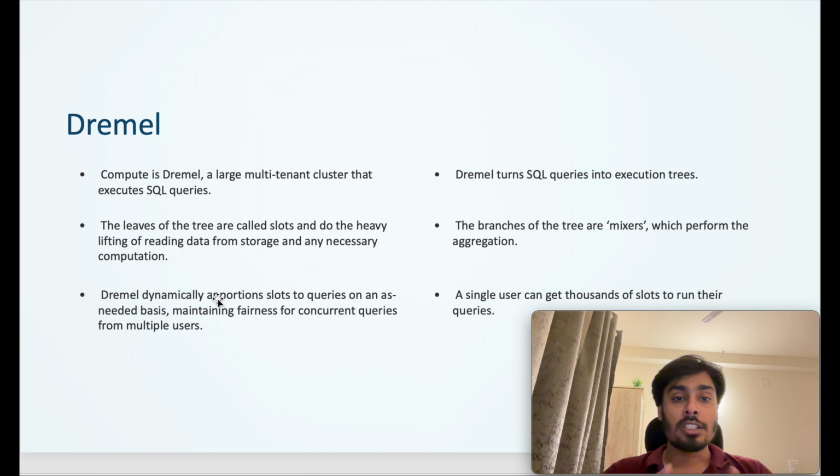Dremel. Compute is Dremel, a large multi-tenant cluster that executes SQL queries. The leaves of the tree are called slots and do the heavy lifting of reading data from storage and any necessary computation. Dremel dynamically apportions slots to queries on an as-needed basis, maintaining fairness for concurrent queries from multiple users. Dremel turns SQL queries into execution trees. The branches of the tree are mixers, which perform the aggregations. A single user can get thousands of slots to run their queries.